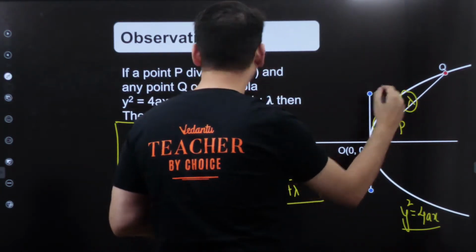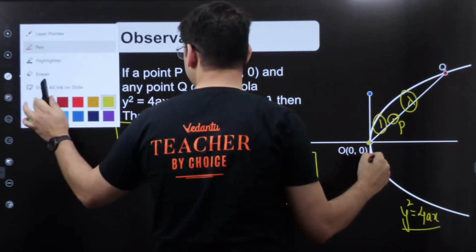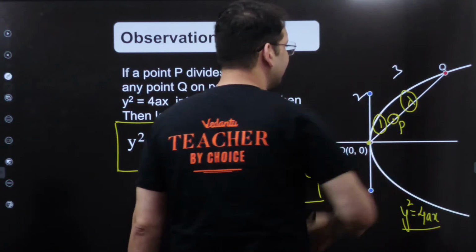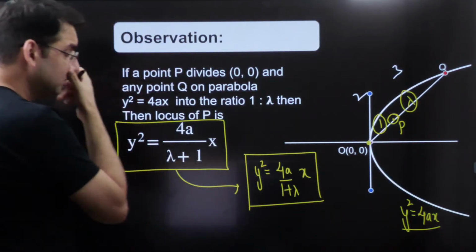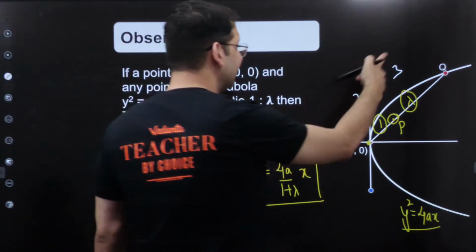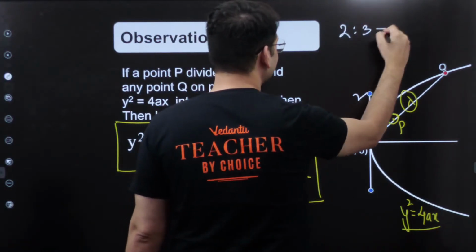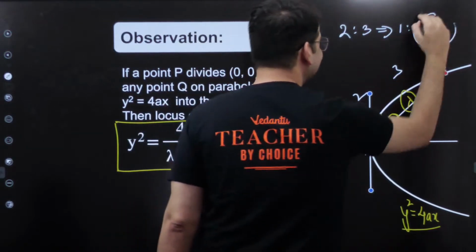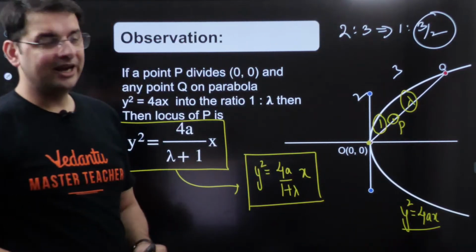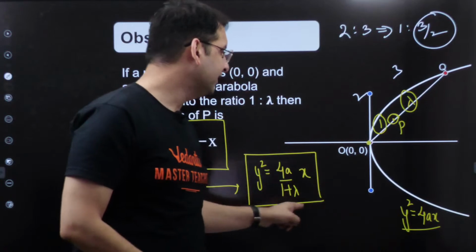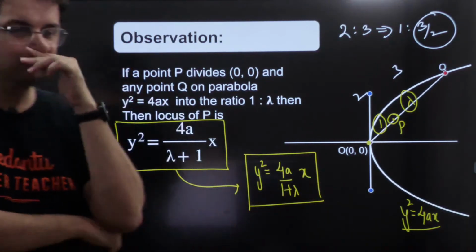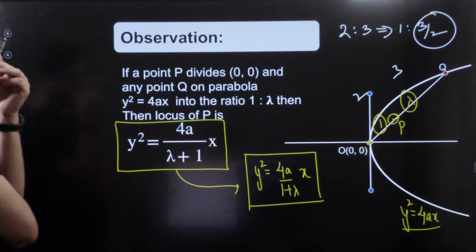For example, if the question is point P divides OQ in the ratio 2 is to 3, so basically what I'll do is 2 is to 3 is the same as 1 is to 3 by 2. I'll use lambda as 3 by 2 here and directly get the equation. Is this clear, everyone?